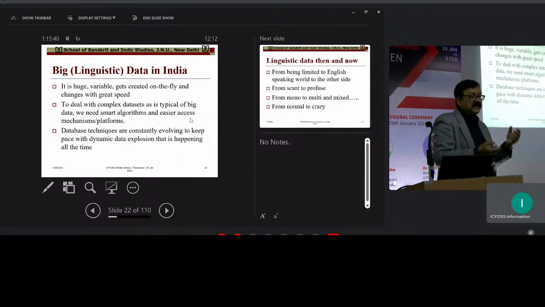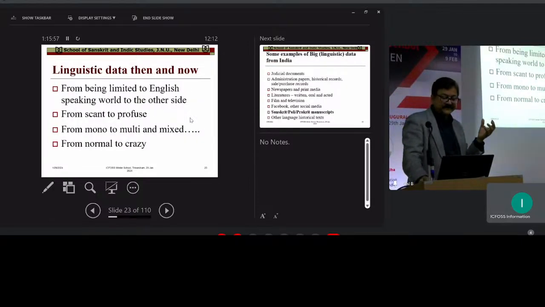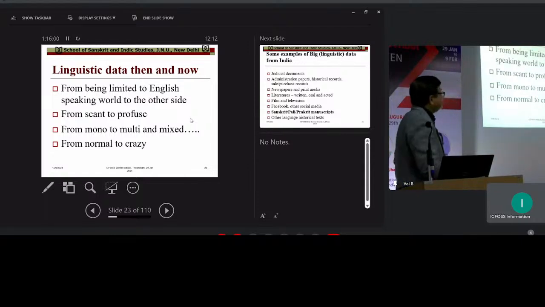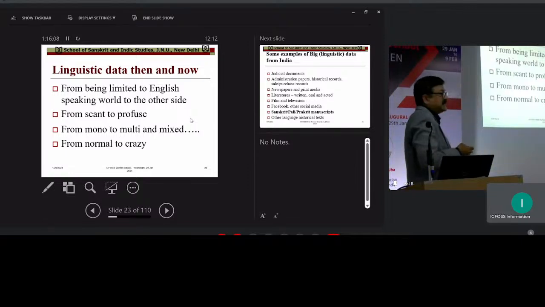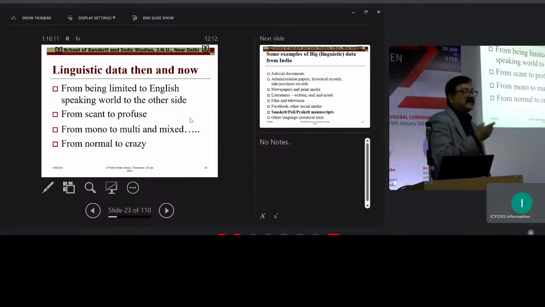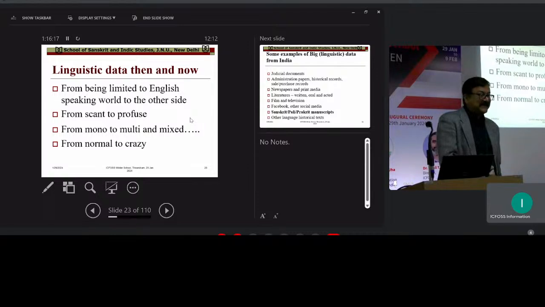Therefore, cross-lingual data specifications exist, and all of them define standards for how to encode data. Unicode, for example, is a standard. If you put data in Unicode format, you can use it. So how you store data and how you capture data is really important. Data used to be mostly English, and now non-English data is coming up in huge quantities, and also from monolingual to multilingual and mixed data. From normal to crazy data emerging is very, very interesting.